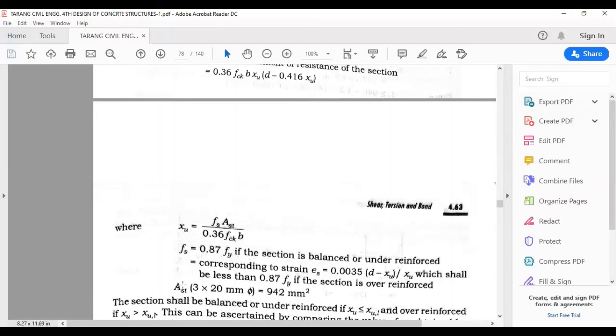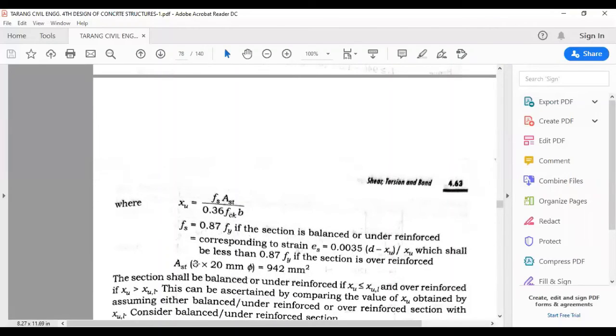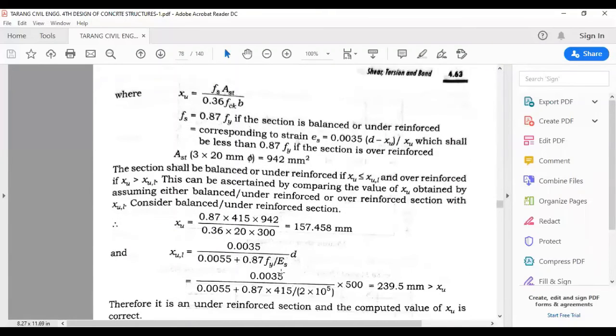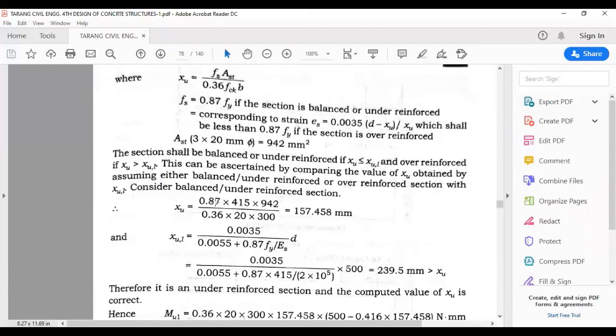The value of AST is 3 into 20 mm dia, and it comes out to be 3 into pi upon 4 into 20 square, which is 942 mm square. Using the same condition again, the section shall be balanced or under reinforced if XU is less than or equal to XUL, and over reinforced if XU is greater than XUL. This can be ascertained by comparing the values of XU and XUL.